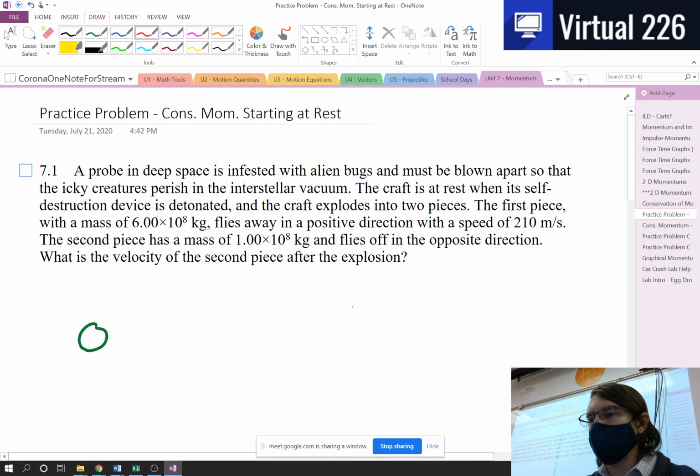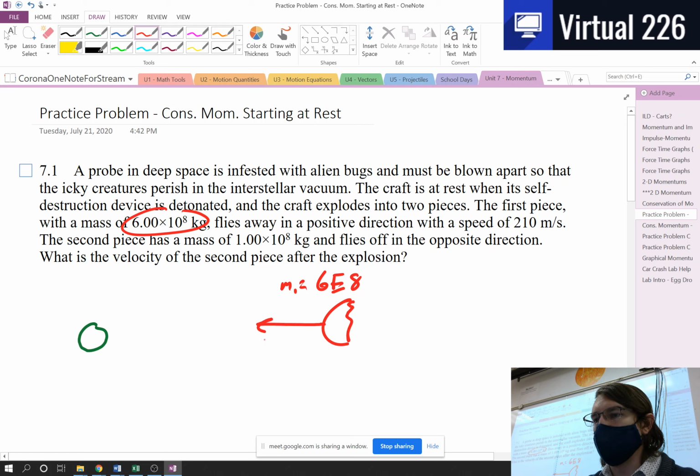The first piece of the craft, kind of draw this, has a very large mass, 6 times 10 to the 8th. And if you're on a calculator, I like to write this 6e to the 8th on a calculator. And it's going one direction, which we call positive. I guess this is positive, no worries. At 210 meters per second, so that's a velocity.